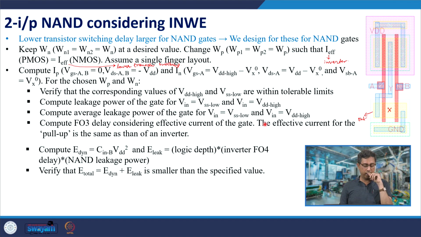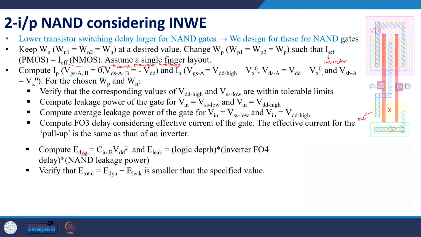And that effective current for the pull up case has the same formula as that of the inverter. For the pull down case, it is the effective current associated with the lower transistor switching in a NAND gate. Once you have calculated the FO3 delay, that gives us an idea of the delay of the NAND gate. Now, you calculate the energy again. So, dynamic energy, because this is the input which is switching, input B, is input capacitance and VDD square.